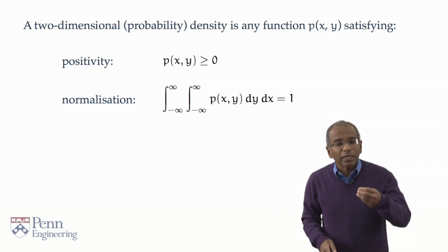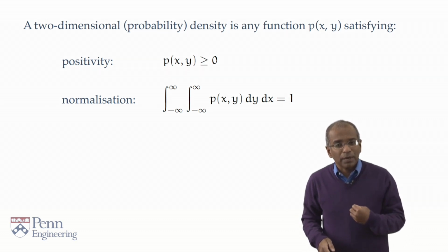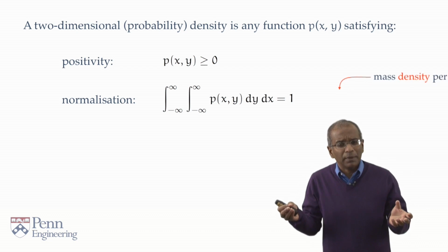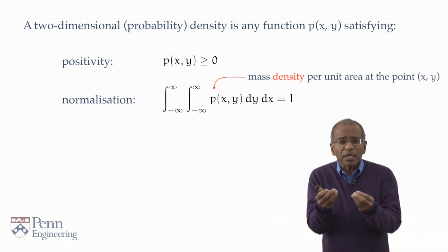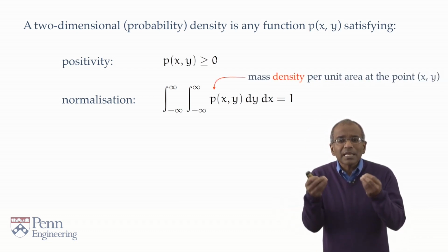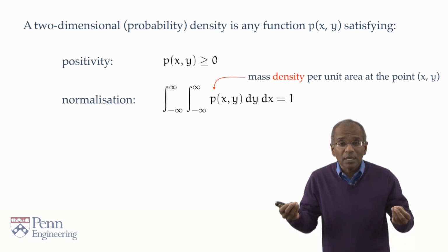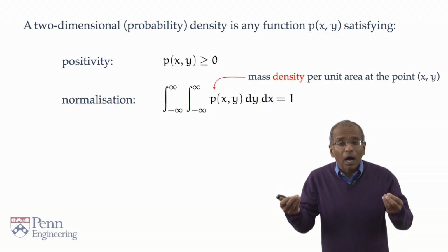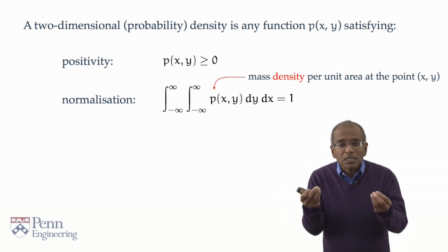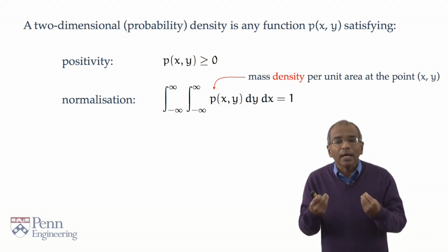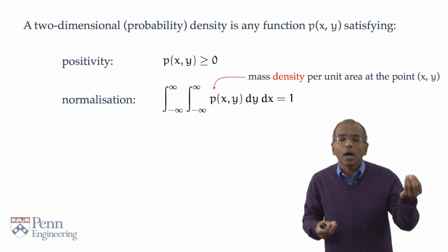Of course, there's an underlying chance experiment we're appealing to, right? Where does the probability come in? Well, the function p of 2 variables stands in the role of a probability density in 2 dimensions, where its units are of probability mass per unit area at the point xy.